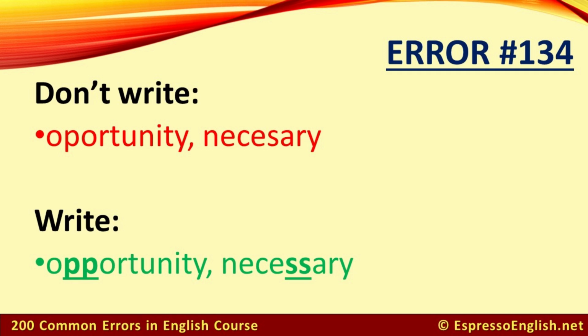Error number 134. Double letters can also cause difficulties in spelling. I often see students spell opportunity with only one P or necessary with only one S. Opportunity has two P's and necessary has only one C but two S's.